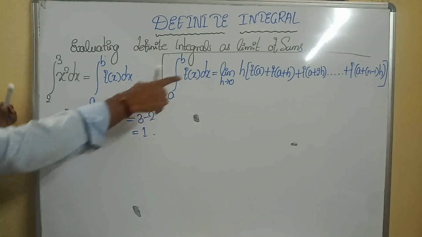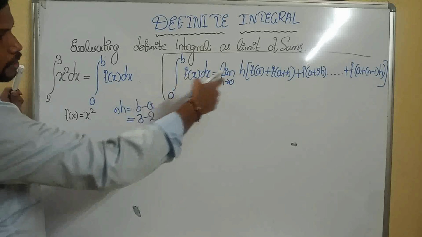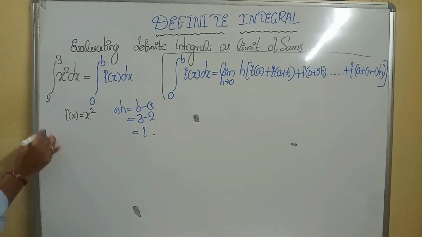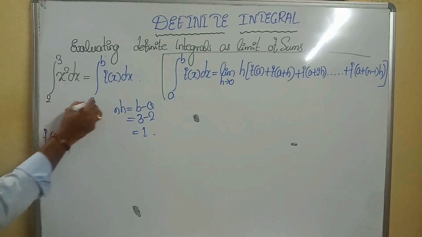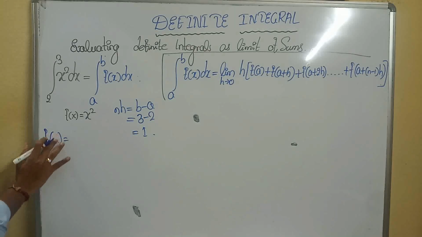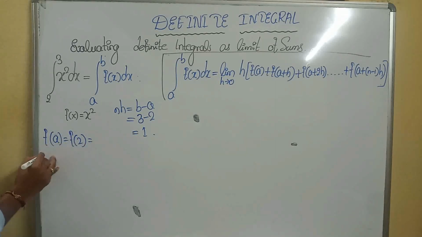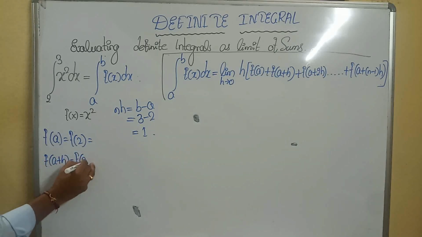Got it? Now I need to prepare this definition, means those parts of the definition, I need to define one by one. f of a. What's the value of a? The lower limit value. The a value is 2. That's why I need to define f of a will be f of 2. Okay. f of 2. What is f of a plus h? a plus h will be f of 2 plus h.